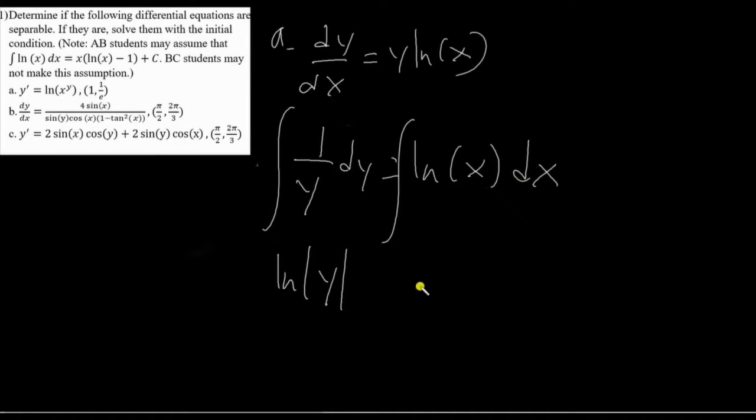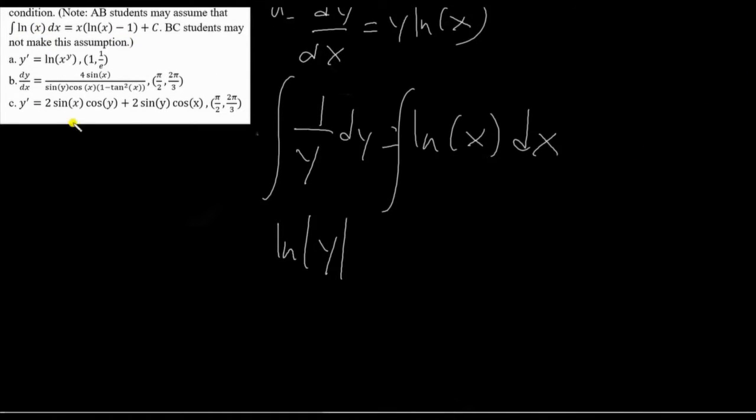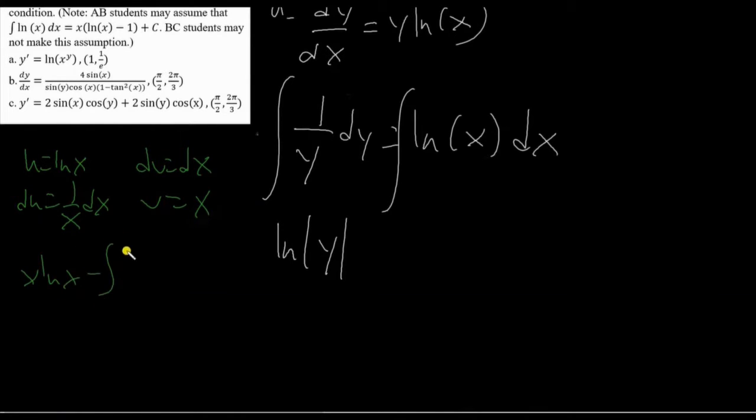But this natural log of x is a bit trickier. You have to use integration by parts, which is why I gave it to the students in AB. But if you're in BC, you should have done this already. I'll do it real quick just for you to check. So we have u is ln x, du is 1 over x dx, dv is dx, v is x. So we have x ln x minus the integral of x over x dx, which is x ln x minus x plus c. So this is x times the natural log of x minus 1 plus c.